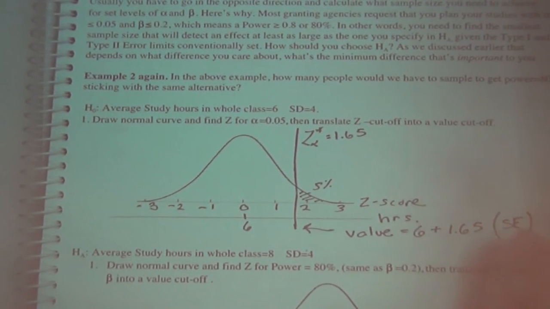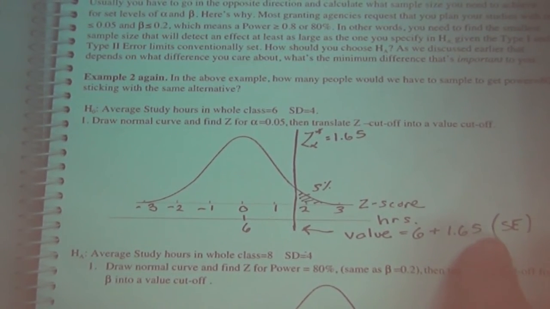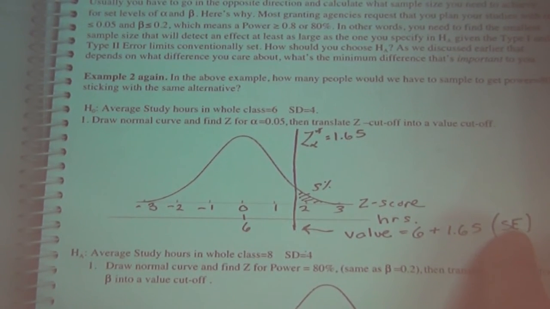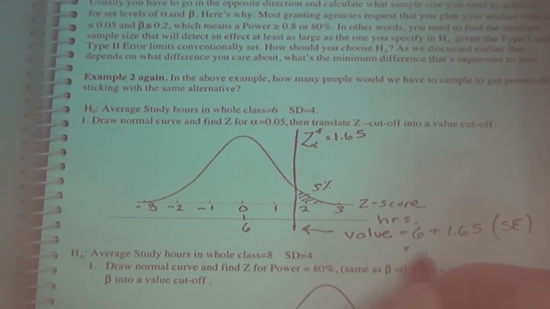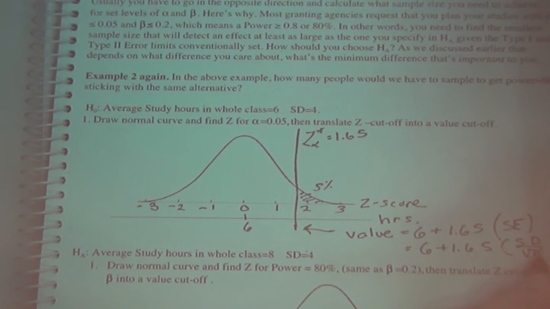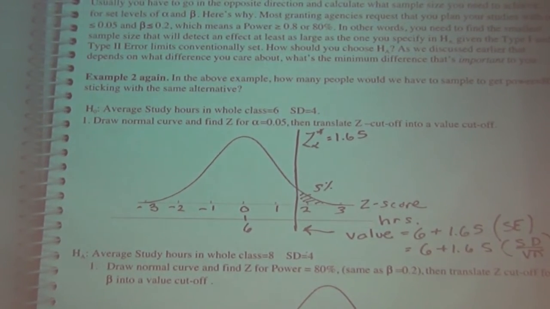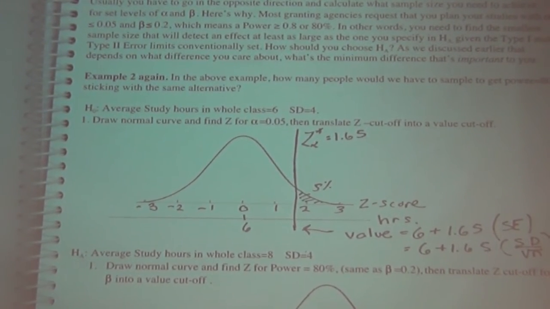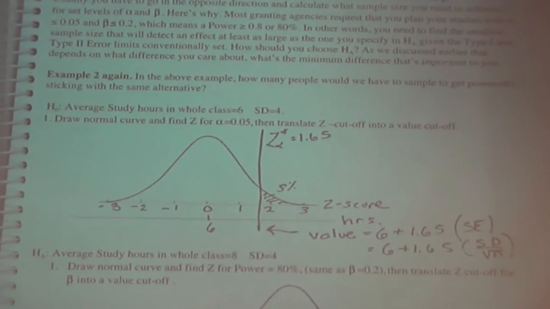Now we can't put, we don't know what to put in here, right? I mean, what is our standard error? This is equal to 6 plus 1.65 times SD over the square root of n. So that's what we have there. We can simplify further. Do you want to simplify further? We could, and this would be equal to what?